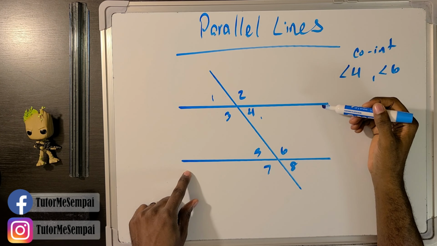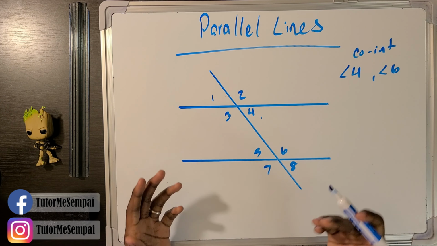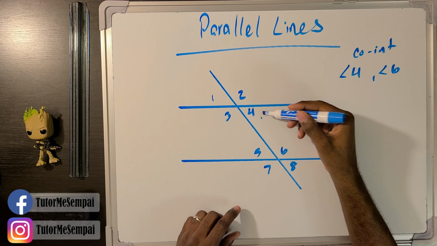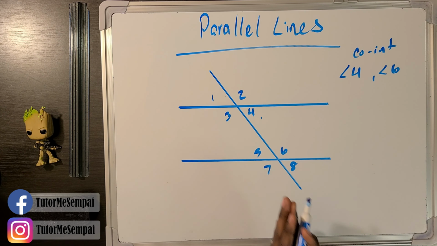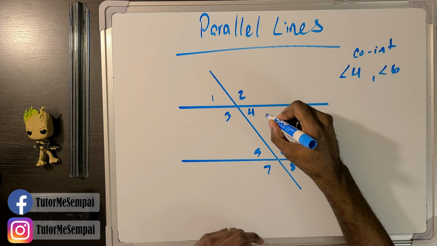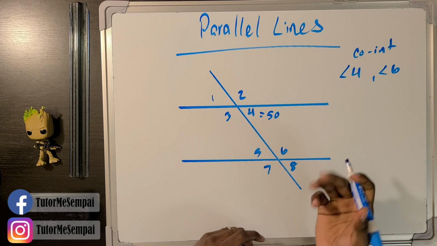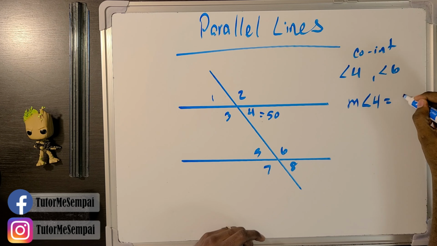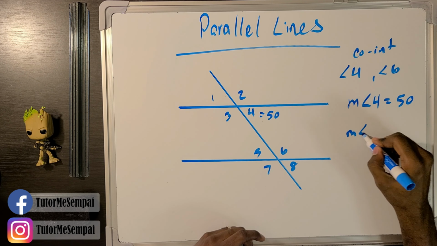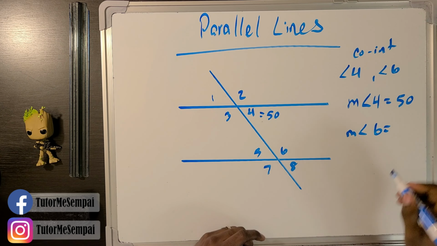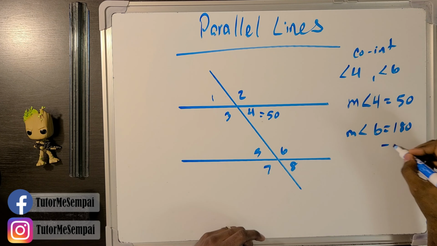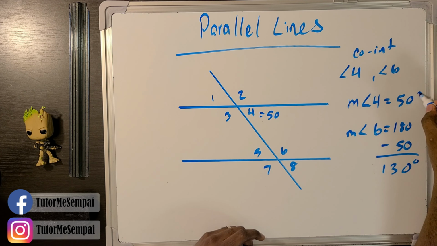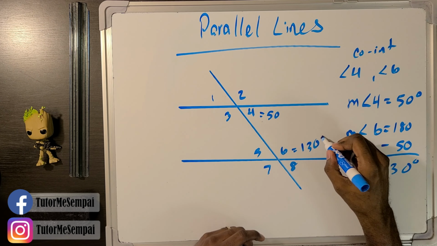Actually, whenever you have parallel lines, these co-interior and co-exterior angles are going to be what we call supplementary. That means that when you sum them up, they're going to equal 180. For example, if the measure of angle 4 equals 50 degrees, we know that the measure of angle 6 is going to be 180 minus 50 degrees, which is going to be 130 degrees. So this is going to be 130 degrees.